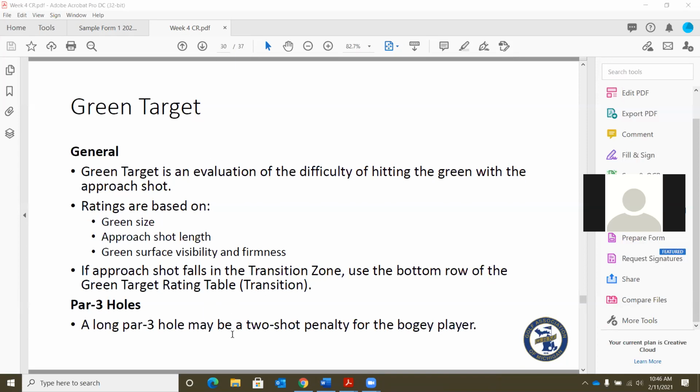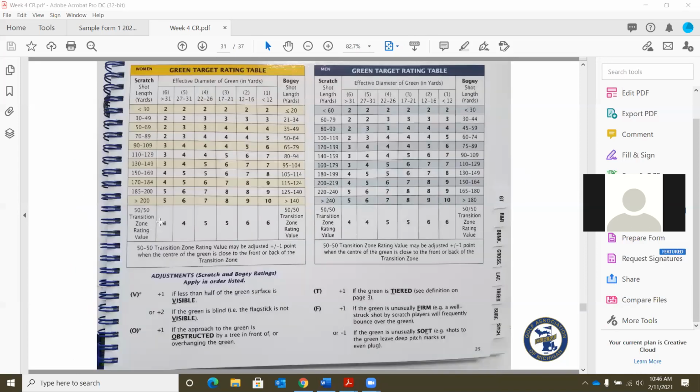So let's go to our chart. Looking at our chart for green target here, we're looking at our shot lengths. You can see those down the sides of the page. This is an example of a chart; we have a different one for women versus men. The women is in gold, the men is in blue. And we have our scratch listed on the left and our bogey listed on the right. And these yardage shots are our approach shot length, or our shot length into the green.